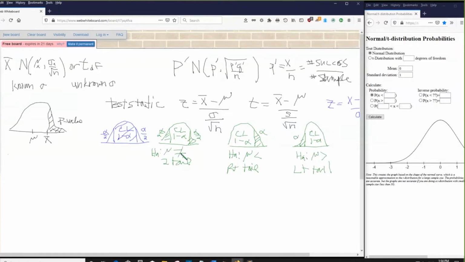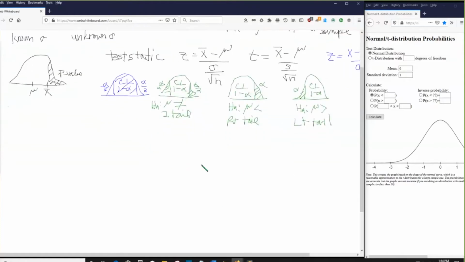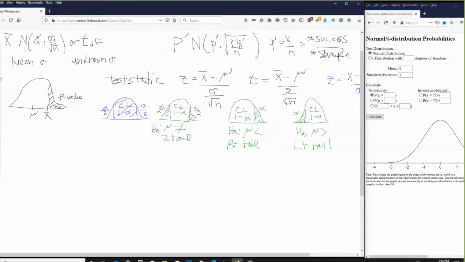Okay, so if you have an equal or don't equal, it's going to be two-tailed, it's going to be split. If it's less than, it's going to go to the right. If it's greater than, it's going to go to the left. And the way that we solve these, let's do some quick examples. Here I'm going to give you your confidence levels.